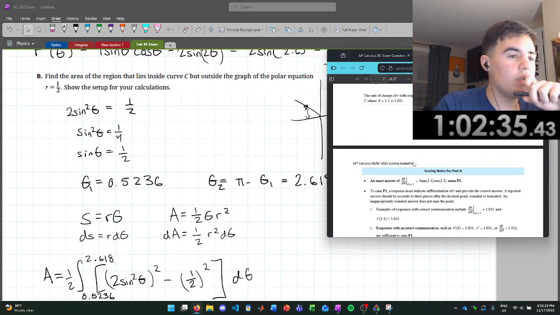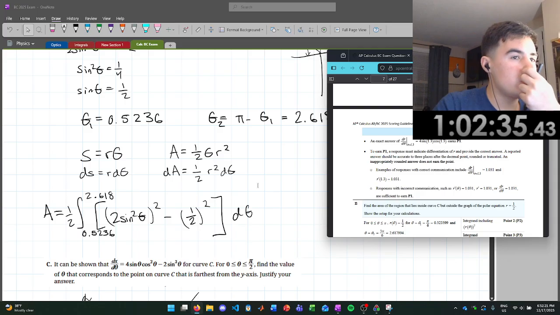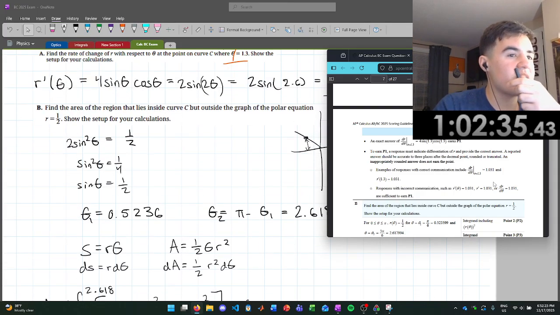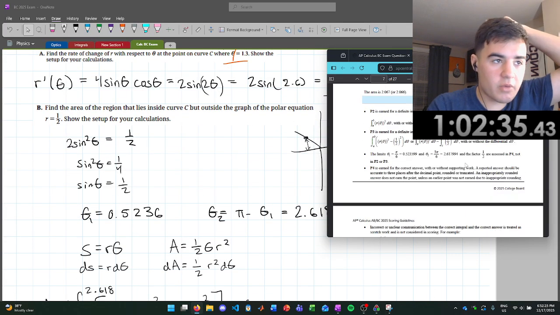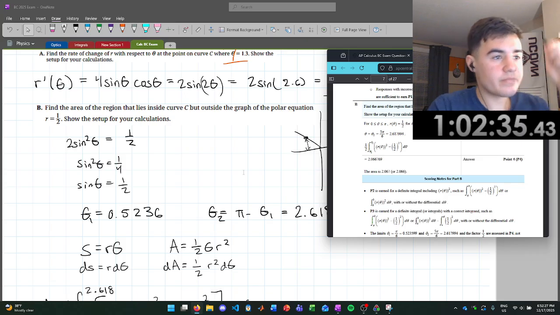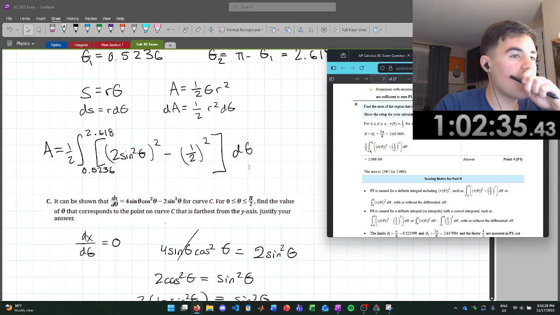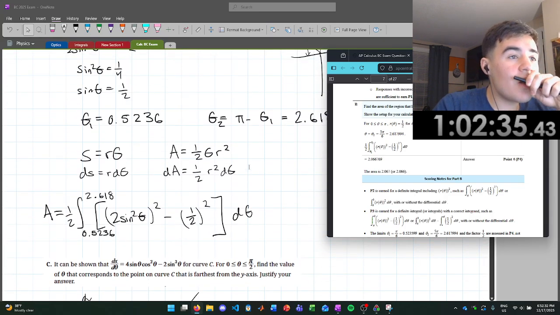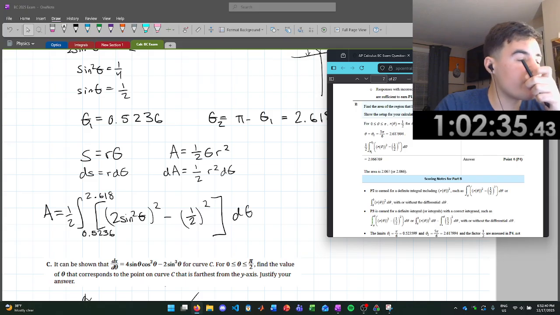Here. Exact answer earns 1 point. Okay, cool, whatever. Part B. Find the area. Oh, I wanted you to calculate the area. Let's see. Did I do it right though? It's 1/2 from theta 1 to theta 2. 2.618, 0.5235. Okay, so I didn't do the calculation, but I did set it up right. I'm just gonna say that's all 3 points.